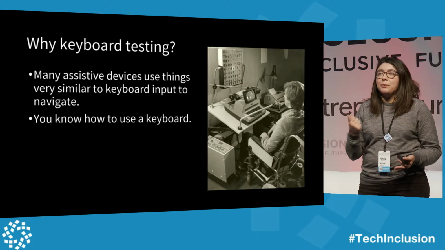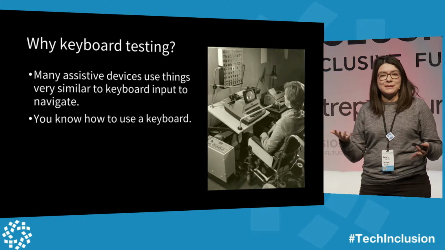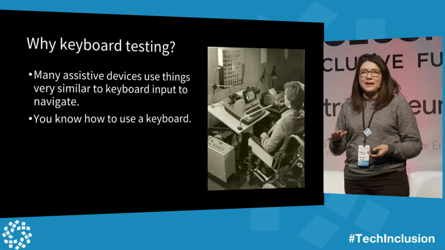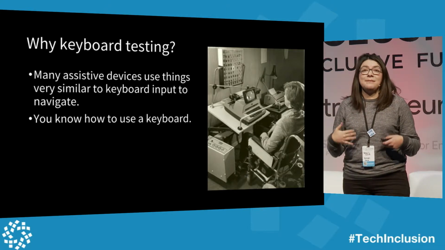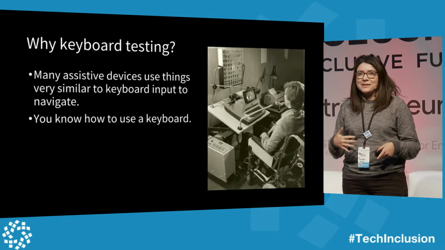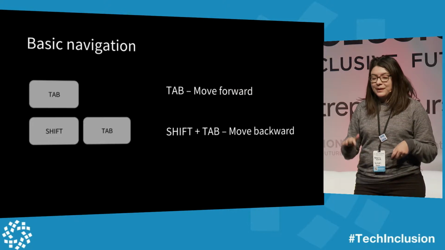Screen readers can use Braille devices that also use input very similar to that, or people can use an actual keyboard to navigate a screen reader. You might not know how to use all of these assistive devices. It's great if you have someone on staff that does, but to get started, you do know how to use a keyboard. And so keyboard testing is fairly simple.